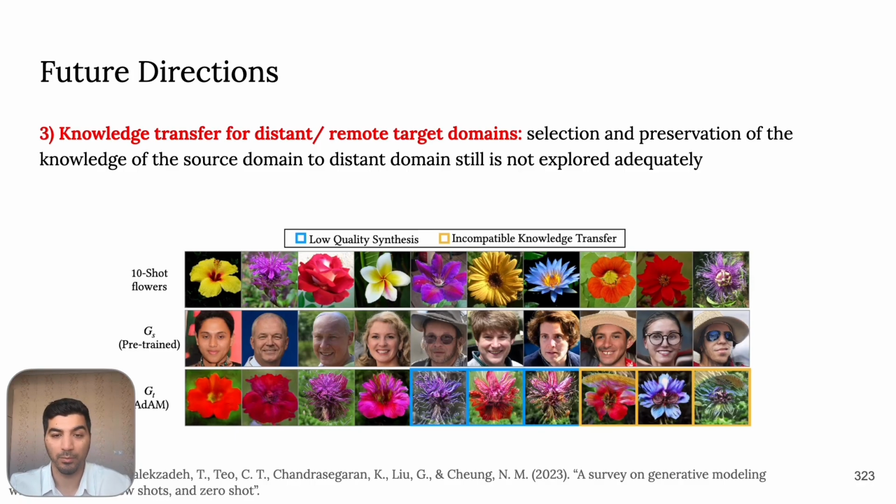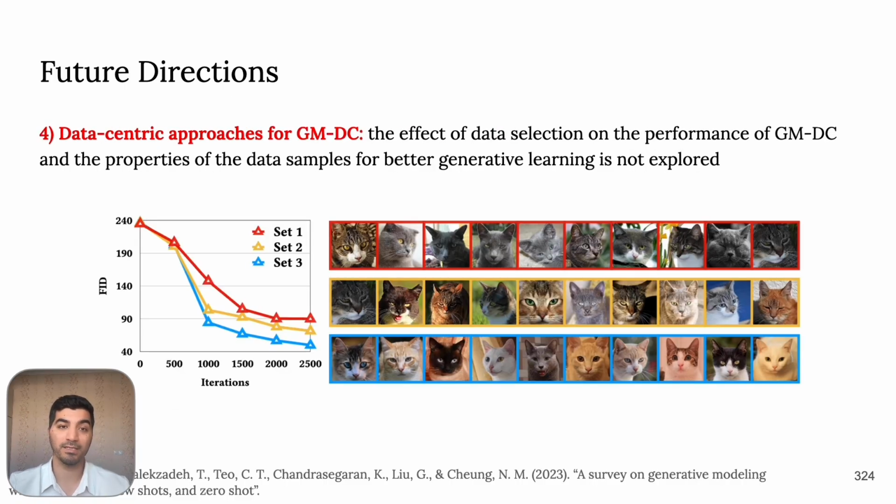Another interesting direction is knowledge transfer for distant or remote target domains. Based on our experiments in our survey and in our previous works, this has not been explored properly, and usually current models fail under this setup. So this is also an interesting direction to consider. Data-centric approach is also another interesting direction. As we discussed in this experiment, because we have limited data, the impact of each data sample is much higher under data constraints, and data-centric approaches are not explored under these conditions.